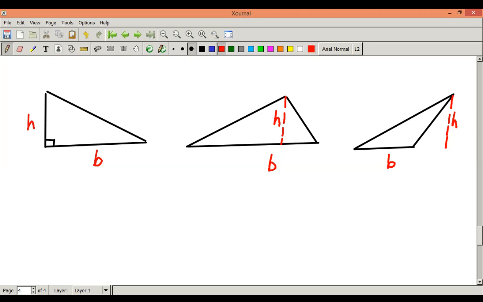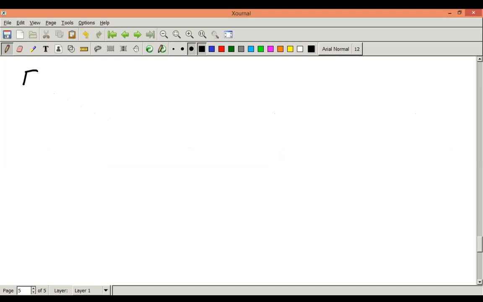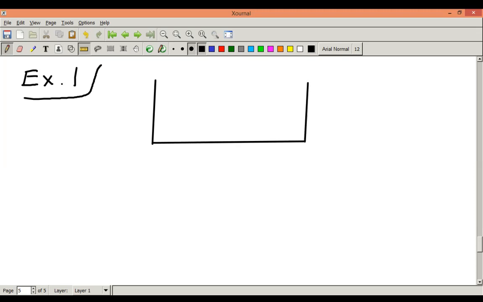Okay, let's do some examples of finding areas and perimeters. So example number 1. All right, let's say we have a rectangle. And that rectangle has a length of 17 and a width of 5. So that's side 17, and that's the length. And there's the width of 5. So it's a rectangle, which has all right angles inside.